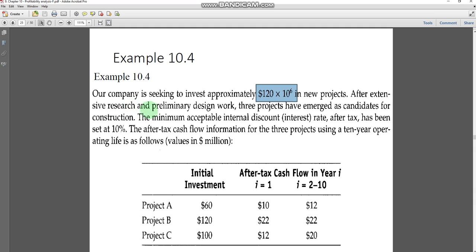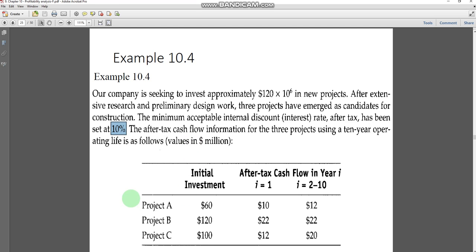After extensive research and preliminary design work, 3 projects have emerged as candidates for construction. The minimum acceptable internal discount interest rate after tax has been set to be 10%. So the discount rate, or the internal interest rate, is set to be 10%. The after-tax cash flow information for the 3 projects using a 10-year operating life is as follows.